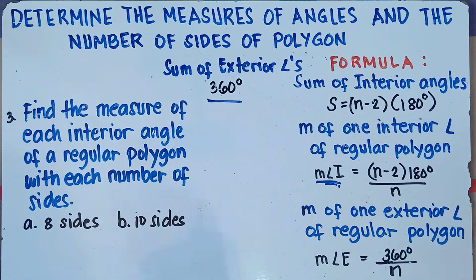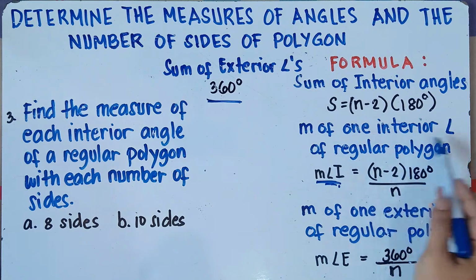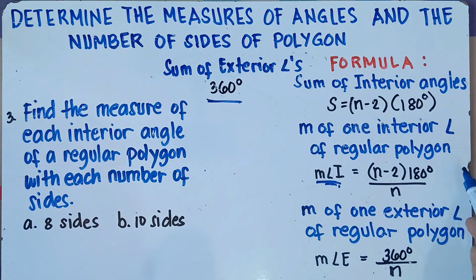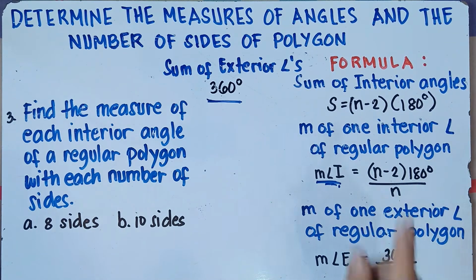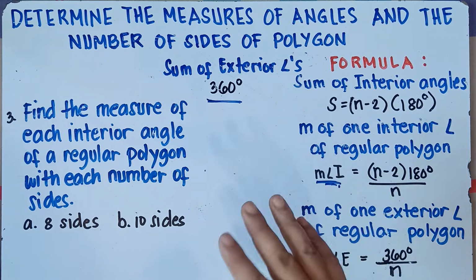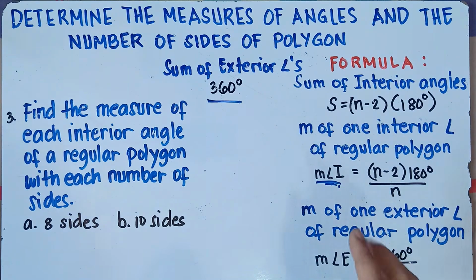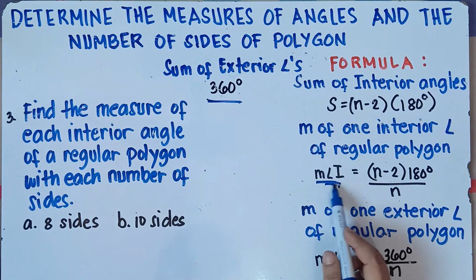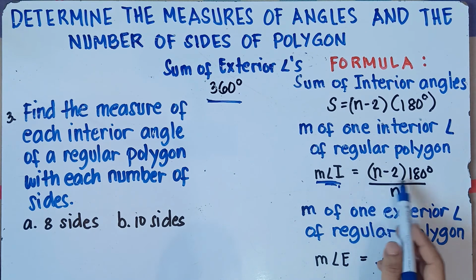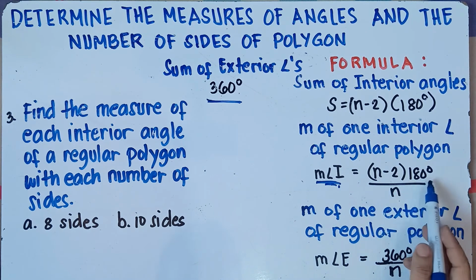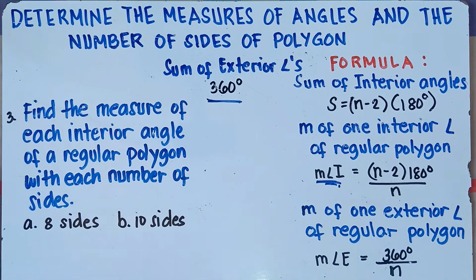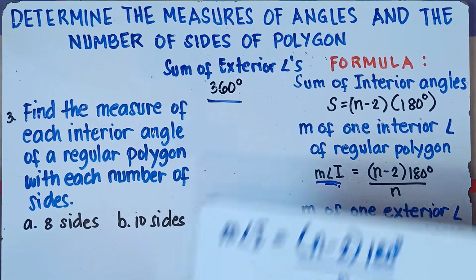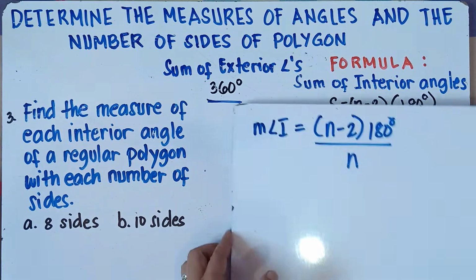Once again, class, if you're looking for the measure of one interior angle, we can use this formula. The measure of one interior angle of a regular polygon. We can only use this one if the polygon is a regular polygon. A regular polygon has equal sides and all interior angles are equal. So the measure of one interior angle equals the quantity n minus 2 times 180 degrees divided by n. Once again, n represents the number of sides. So let's use this formula. We will use another whiteboard, we don't have enough space.